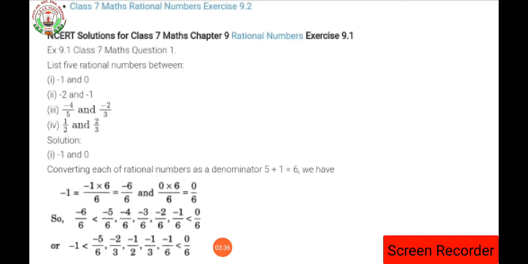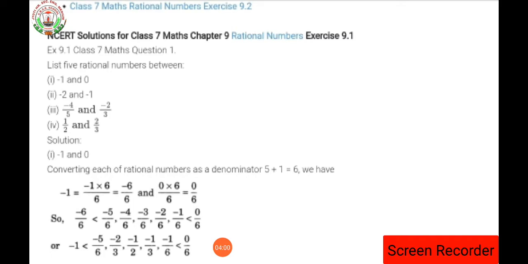Thousands and crores of numbers lie between two rational numbers. So you don't think that whatever answer I find, the same answer you can find. Thousands and crores of rational numbers lie between the two numbers, so answers can be different for this. This you have to keep in your mind first.